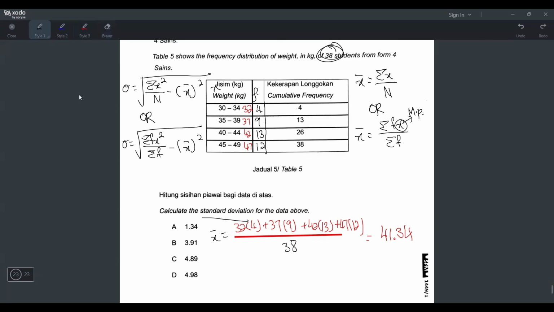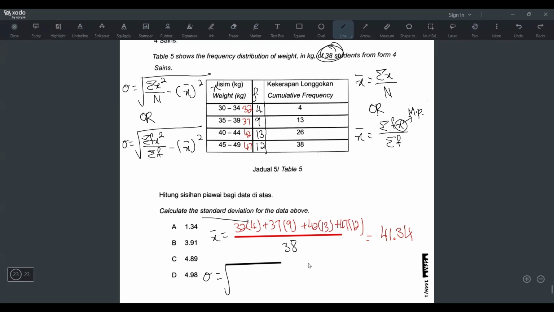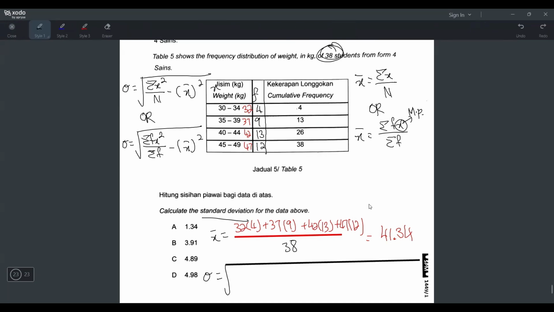Belum siap lagi. Dia mau cari standard deviation. Right? So, now can find standard deviation. So remember, kalau soalan suruh cari variance ataupun suruh cari standard deviation, you have to find out the mean first. Sebab kalau you tak ada mean, you tak boleh cari standard deviation. You kena ada mean dulu, baru boleh cari standard deviation. Sebab standard deviation punya formula dia kena guna mean.